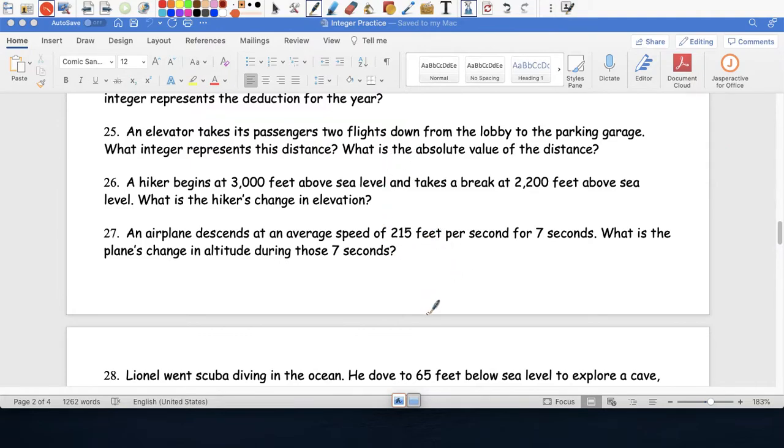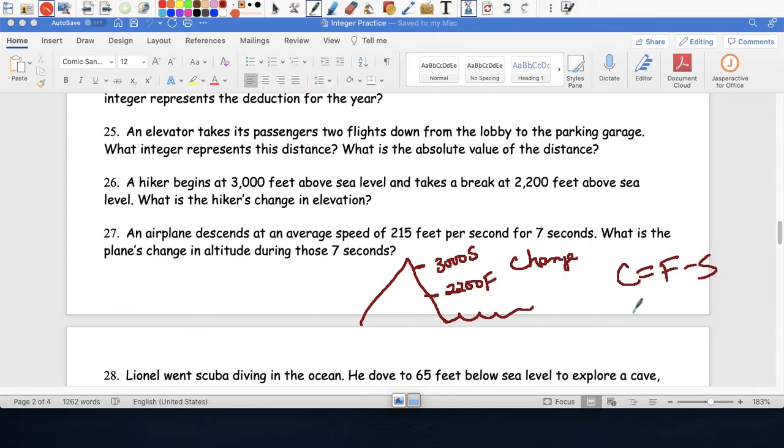26. The hiker is 3,000 feet above sea level. Here's sea level, and he's somewhere over here. He takes a break, and then, right, he's at 3,000 feet. And he came all the way down to 2,200. What was the change? So this is my start. This is my final. And we're looking for the change. Again, remember, change equals final minus start. The final is positive 2,200 minus the starting elevation, which was 3,000. The change is negative 800 feet. That's the change in elevation.